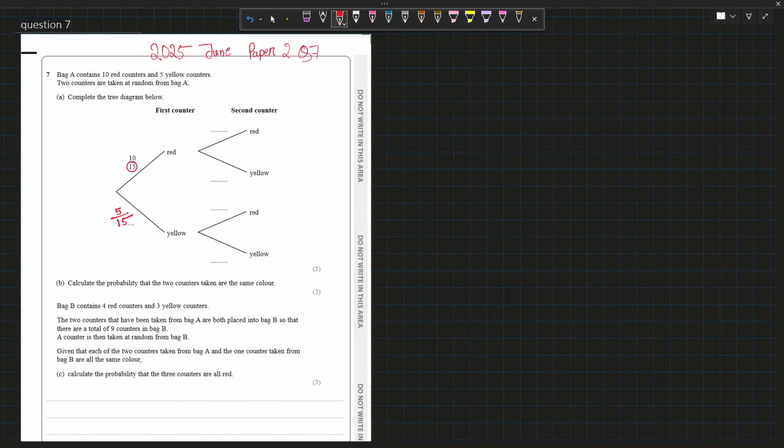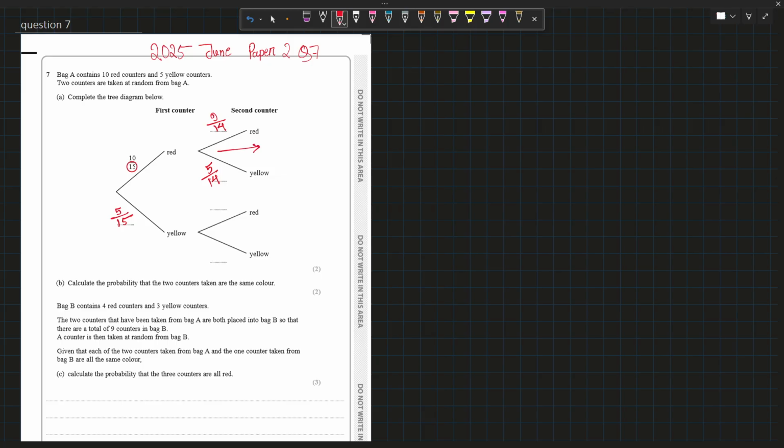Then let's say if we take a red from this side, it will make the total 14, right? If there are total 15 counters and I take one counter, from the total one will get subtracted, and since I'm taking red, it's going to be 9 by 14. And since I only took red, I didn't touch yellow, so the yellow will be as it is, that means 5 by 14.